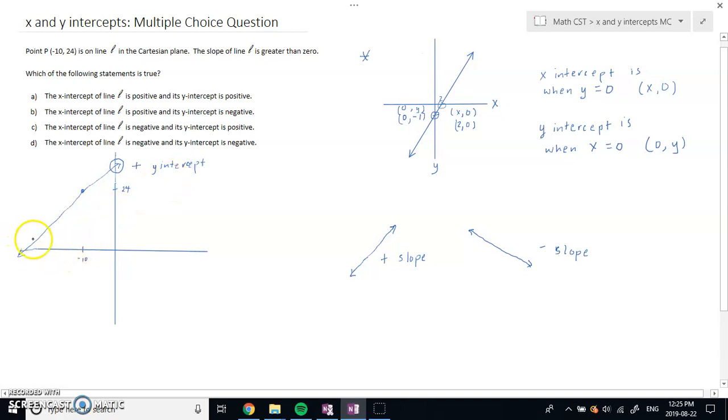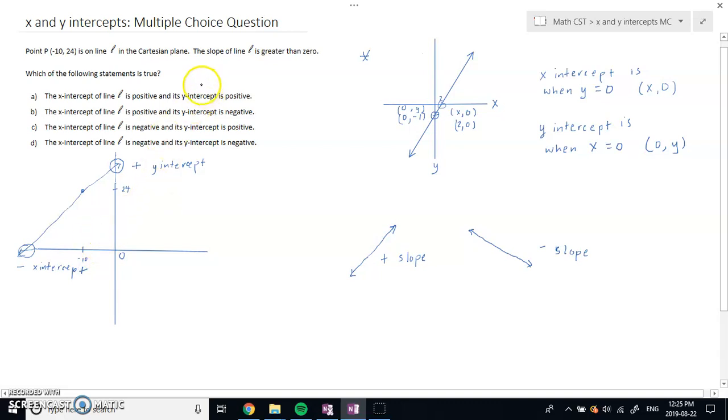If I look at my x-intercept just by extending the line like a positive slope line, and I go way down and hit the x-axis, that's down here somewhere. And that's much, much more negative than -10. I mean, everything on the left side of 0 here on the Cartesian plane is a negative number, and so I have a negative x-intercept.